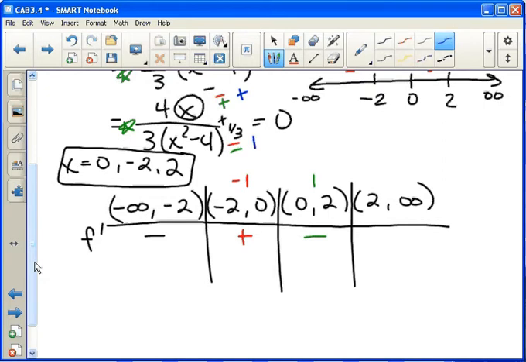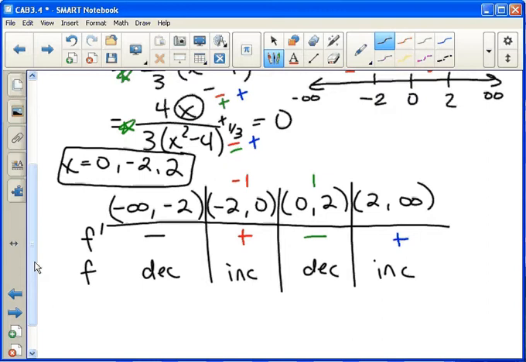So using the same logic we did on the previous one, if the derivative is negative, the original is decreasing. And if the derivative is positive, the original is increasing. So now we know that this function is decreasing from negative infinity to negative 2 and from 0 to 2, and increasing from negative 2 to 0 and 2 to infinity.